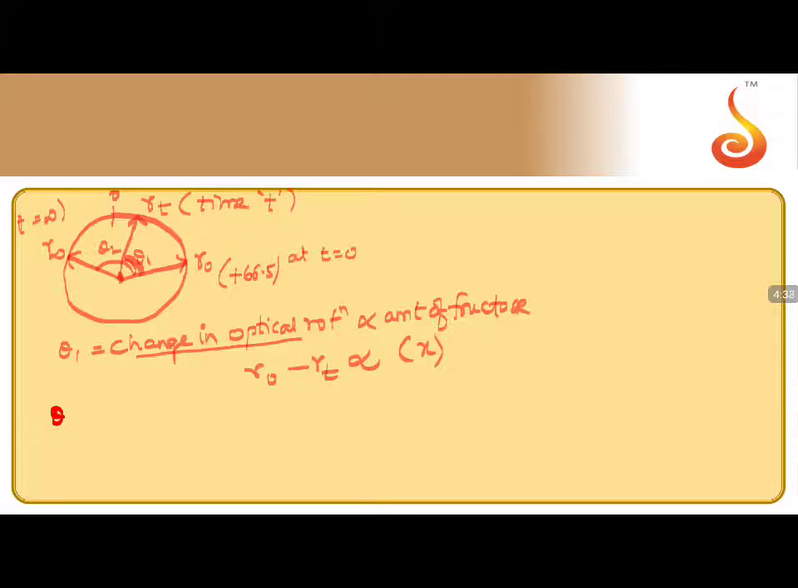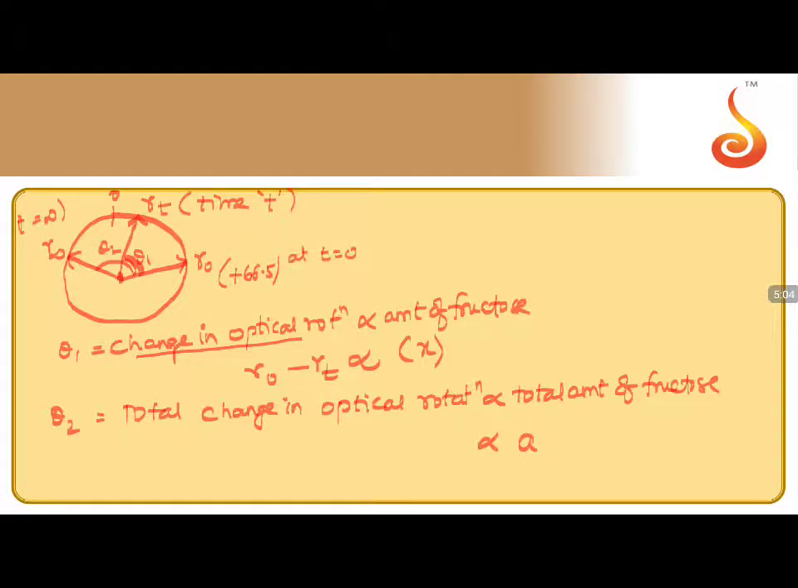In the same way, what is theta 2? Total change in optical rotation is the total amount of fructose formed, which can be taken as A. A is directly proportional to theta 2, the total change from R naught minus R infinity. So this is your equation 1 and this will be your equation 2.